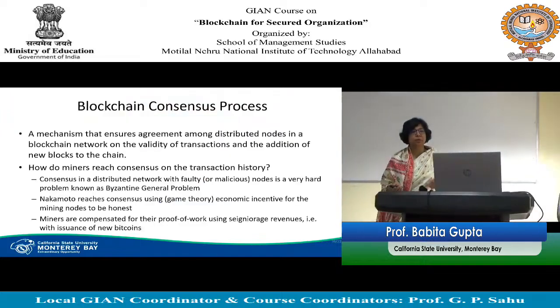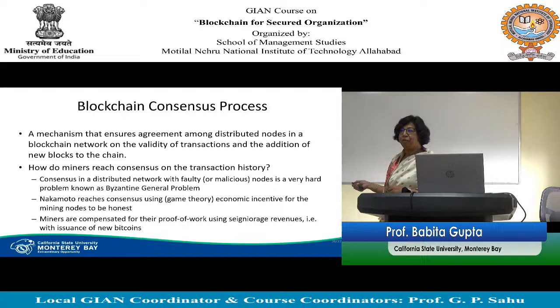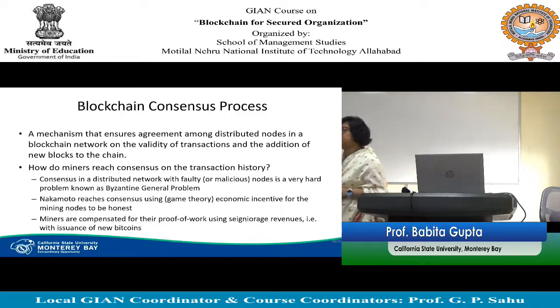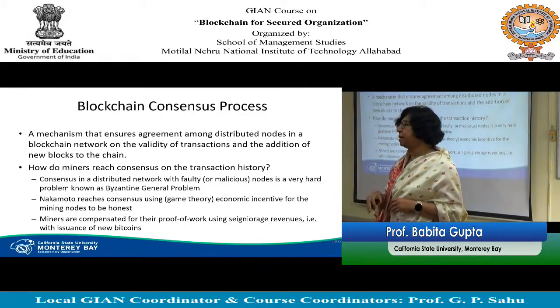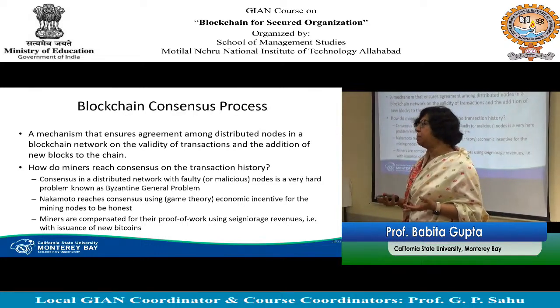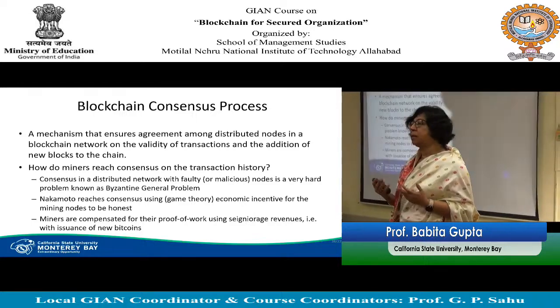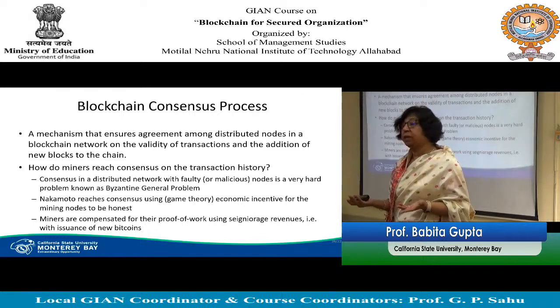So there are different ways of going about it. But basically the process is to ensure agreement among distributed nodes. So the consensus mechanism is to ensure that there is agreement among distributed nodes so that the transaction can be validated and added to the blockchain. So obviously if this process is cumbersome or long, that means the amount of time it takes to add the transaction is going to be much longer and therefore slower.